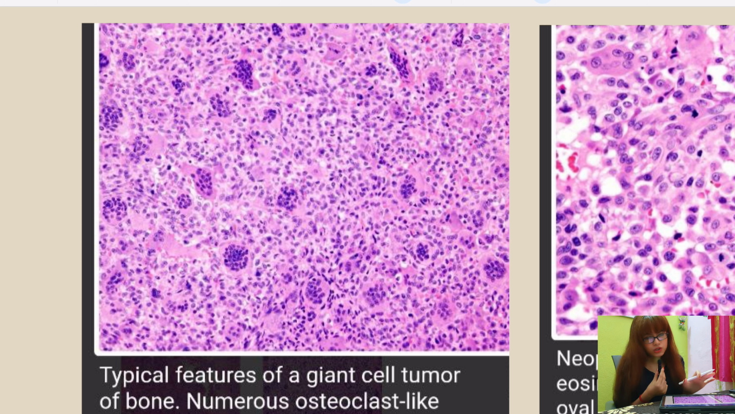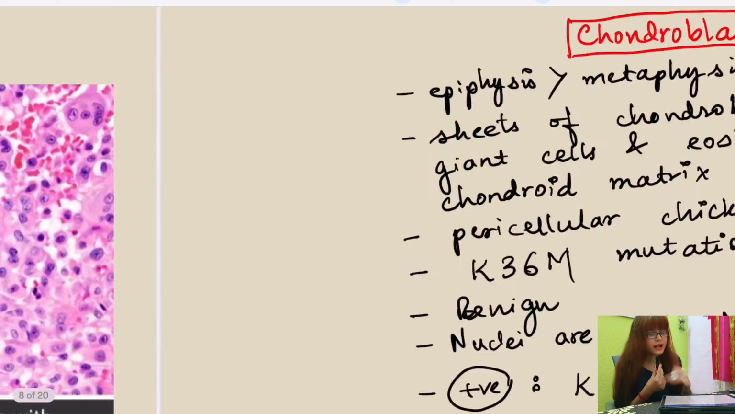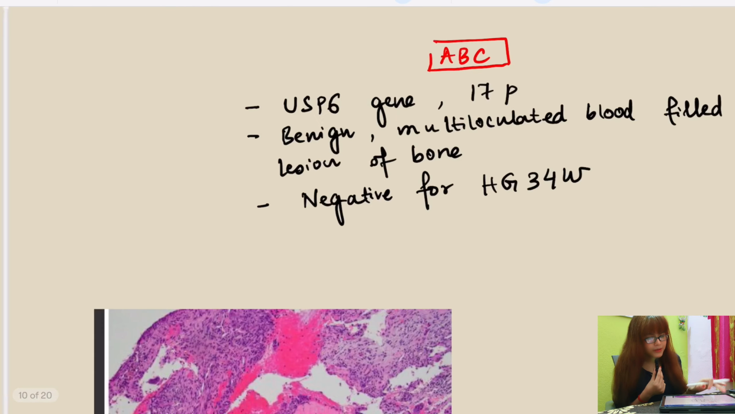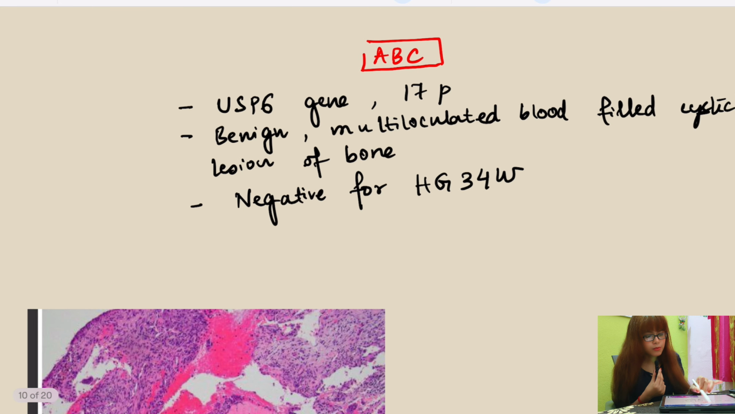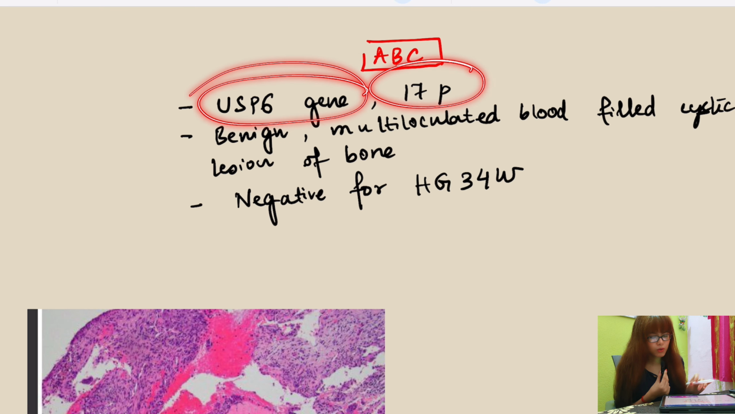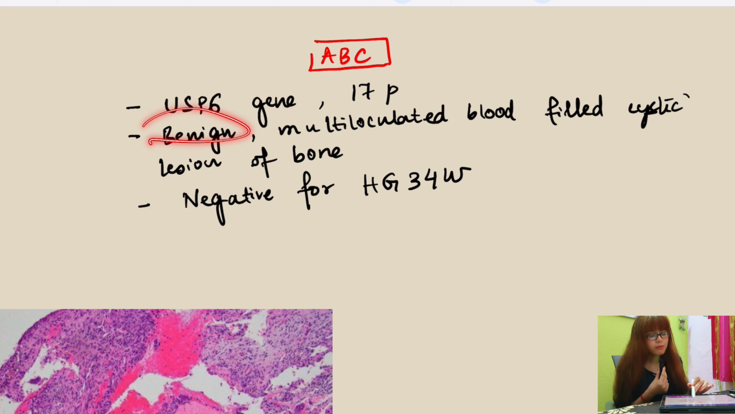So if you see a picture in which there are so many cystic areas filled with blood along with giant cells, it is aneurysmal bone cyst and not giant cell tumor. I'll just take this moment to compare this topic with you. Aneurysmal bone cyst, the gene involved is the USP6 gene on chromosome 17p. It is a benign multiloculated blood-filled cystic lesion of the bone.